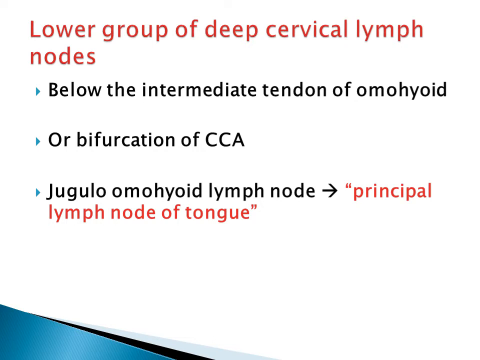Among these lower group of deep cervical lymph nodes, one of the prominent nodes is the jugulo-omohyoid lymph node. And when we said that jugulo-digastric lymph node is the primary or the principal lymph node of the tonsil, jugulo-omohyoid lymph node belonging to the lower group is the principal lymph node of the tongue. So we can understand that most of the lymph from the tongue drains into the jugulo-omohyoid lymph node.